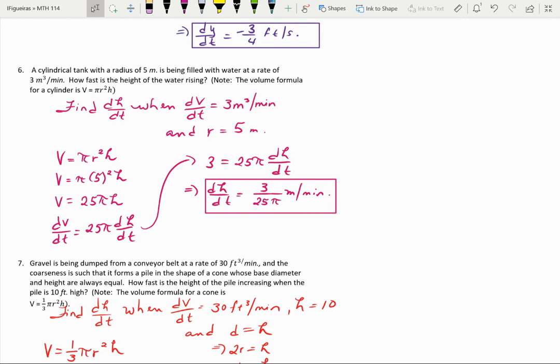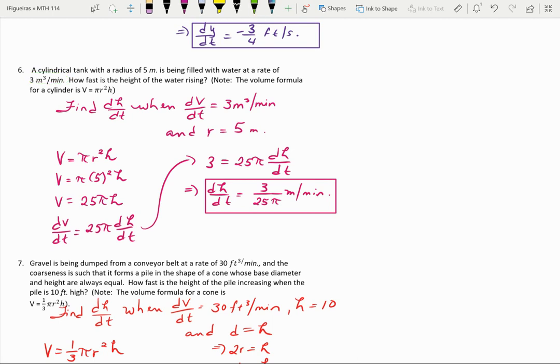So the question, if I translate the words into math notation, is asking you to find dh/dt, right? That refers back to how fast is the height of the water rising. Rising indicates a change, when dV/dt is 3 meters cubed per minute. And again, the unit of measure gives it away as a derivative. This is a derivative of V. So dV/dt is 3 meters cubed per minute, and you're told that the radius is 5.